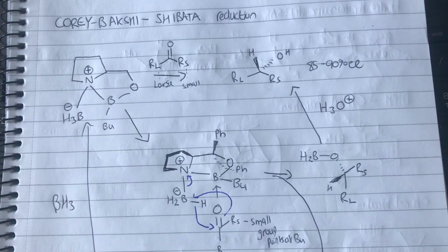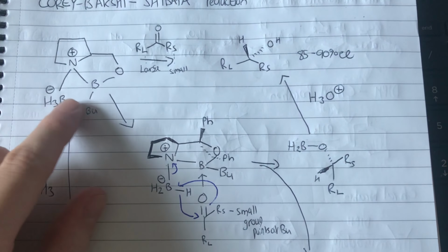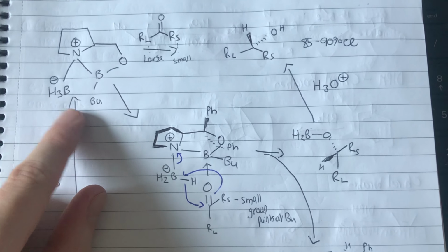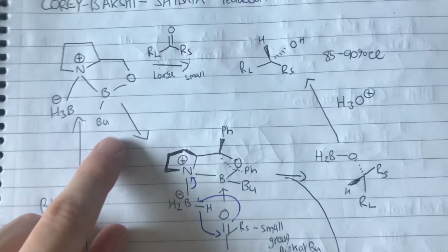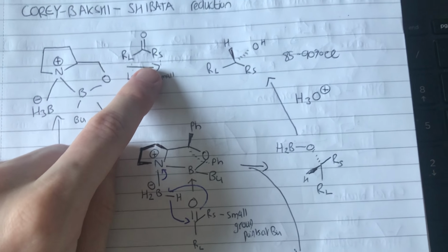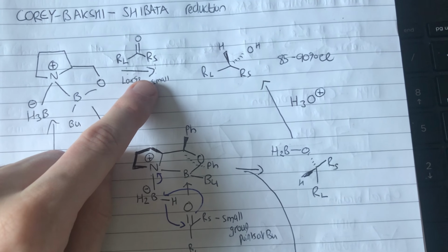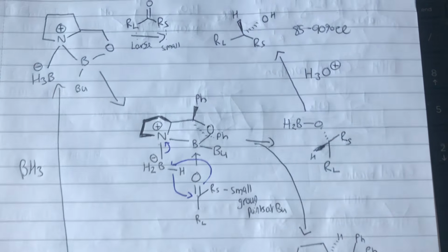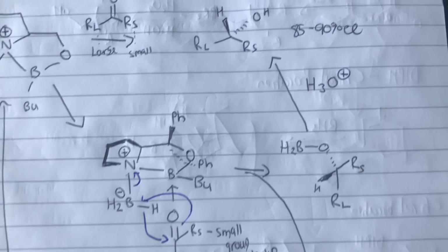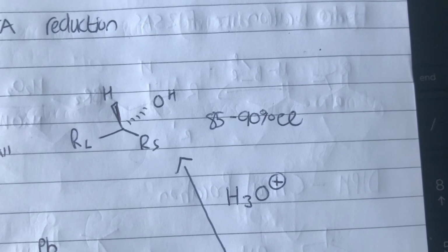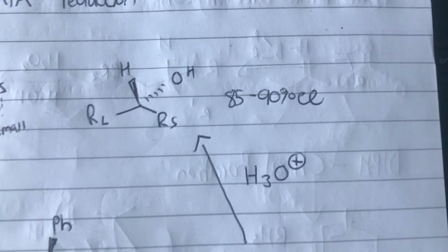Now this is an important reaction mechanism, the Corey-Bakshi-Shibata reduction. Start off with this lovely compound here. It's fairly simple to draw, and it's usually given in exams. We've got a large R group and a small R group. Obviously the small R group is going to be closer to this over here, but we'll get to that in a second. And that's the products that we form there with the 85 to 90% EE. So that means we've obviously got a high percentage of one and a very low percentage of the other.